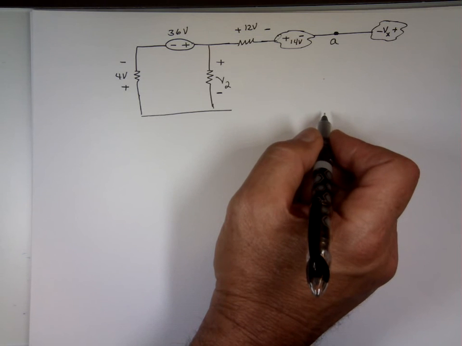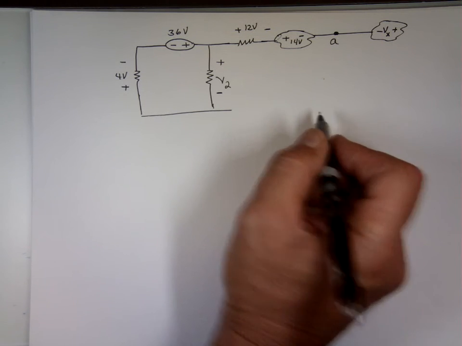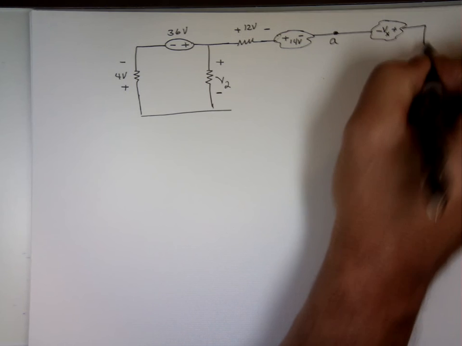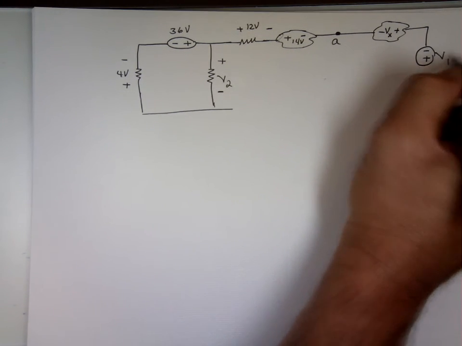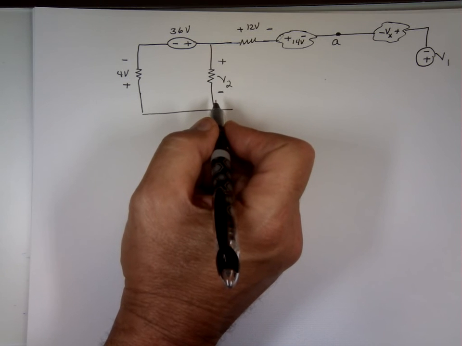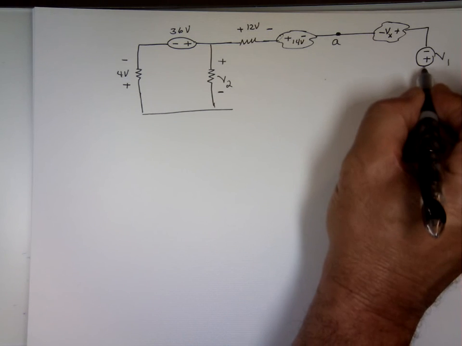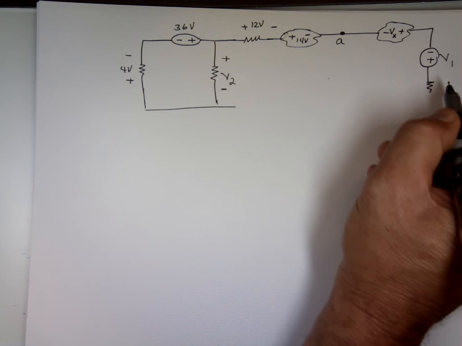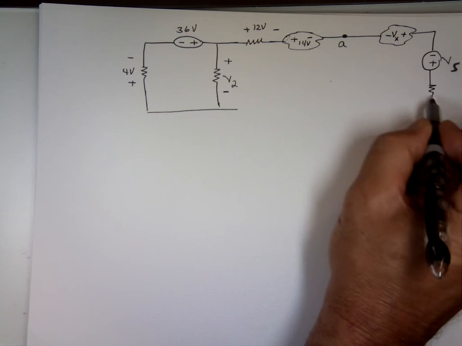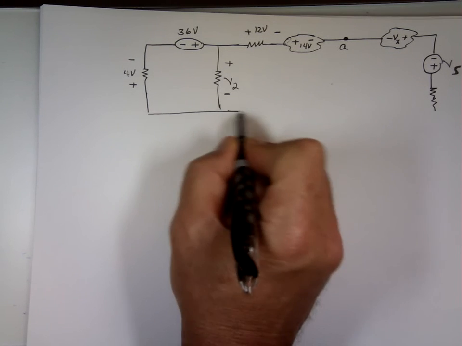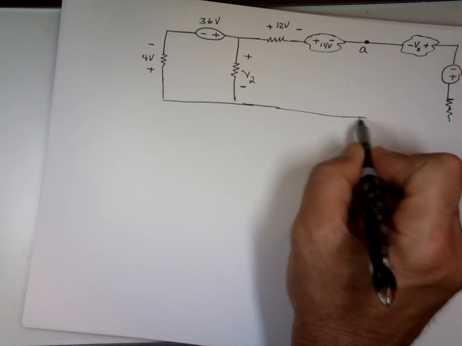I have a voltage source down here, V1, and let's call it Vs instead of V1. I have a resistor here, and let's call that plus to minus V1.